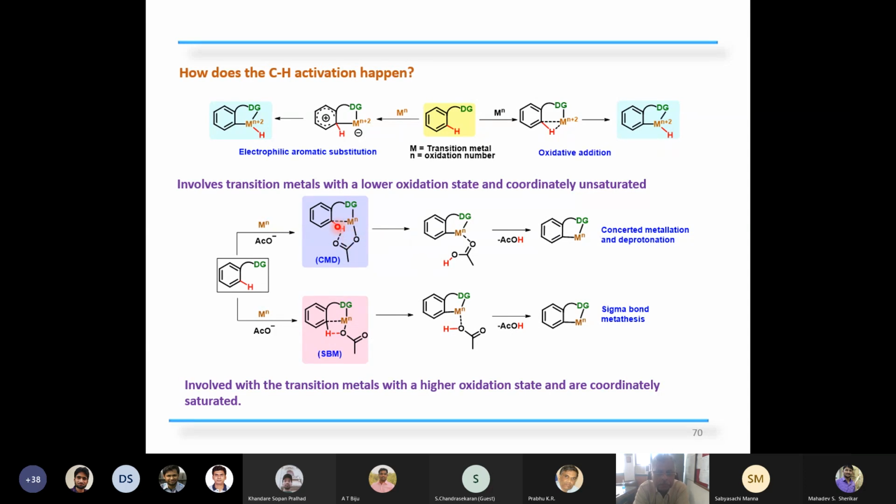Okay, and then, which means it is not the direct removal of the proton; first the metal center coordinates with the carbon, which is more electron rich.